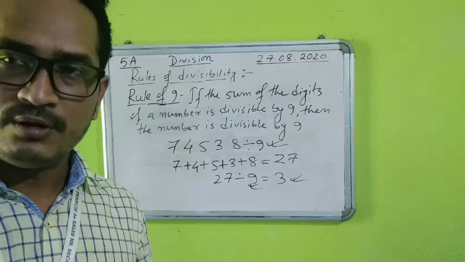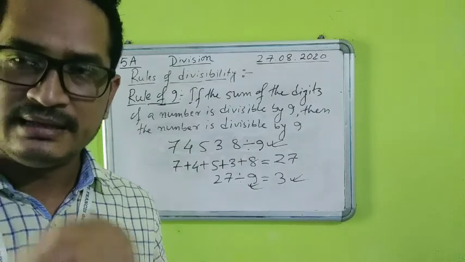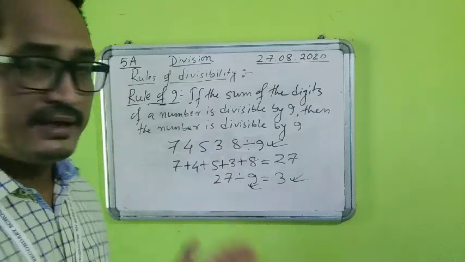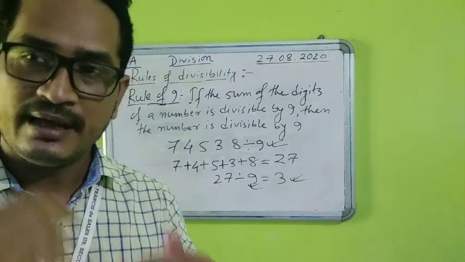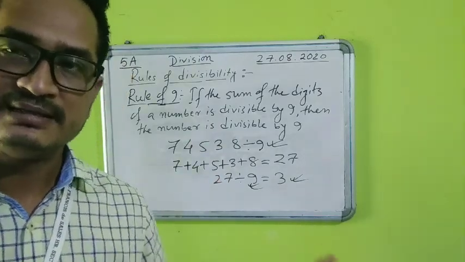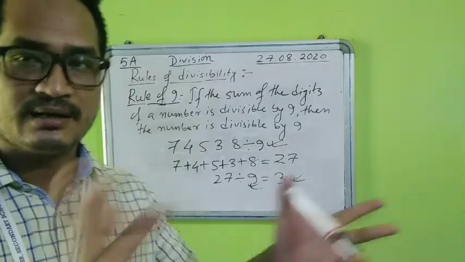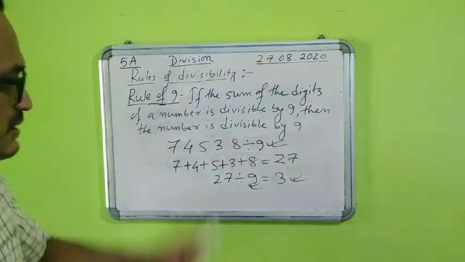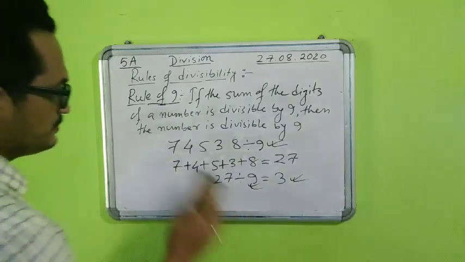So the rule of 3 and rule of 9 is similar. Only in rule of 3 we take the sum of the digits and divide it by 3 and check whether it is divisible or not. In rule of 9 also we do the same. We take the sum and we divide it by 9 instead of 3, and we see whether it is divisible or not. If yes, then the complete number will also be divisible by 9. Okay. So students, please copy this down, pause the video.